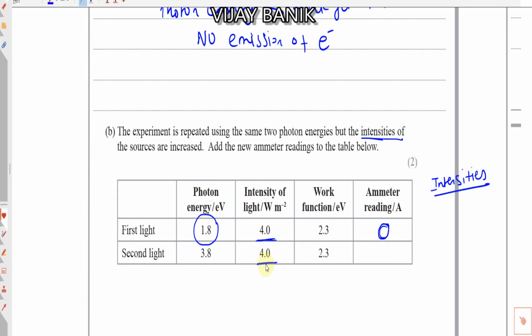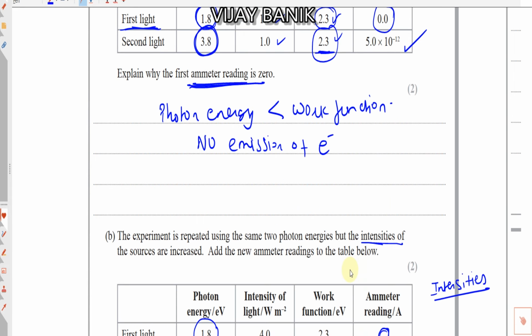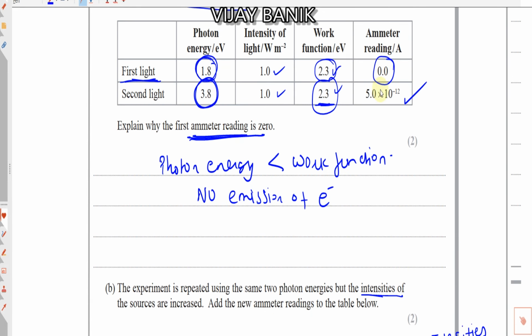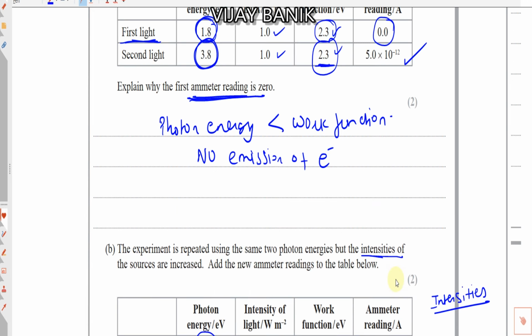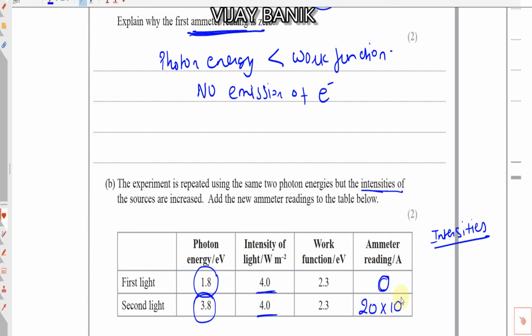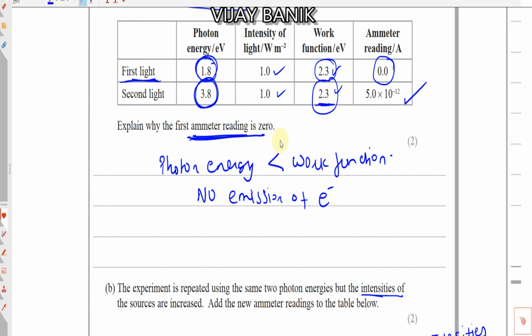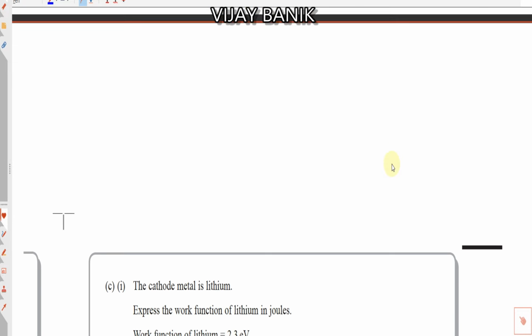And can you see here, since the intensity is increased and your energy is just like before, your current will also increase 4 times, because your intensity is 4 times. It's going to be 4 5s are 20, 20 into 10 to the power minus 12. I hope you guys understood this. Because the intensity has increased 4 times, therefore the current will also increase 4 times. Let's go to the next one.